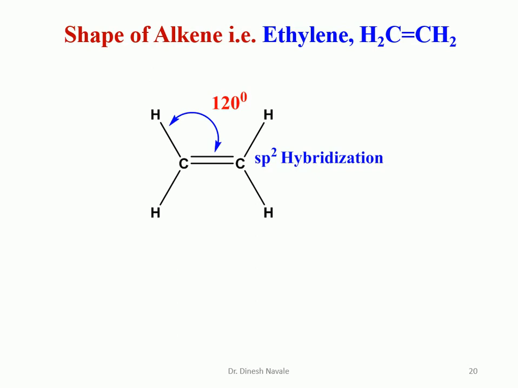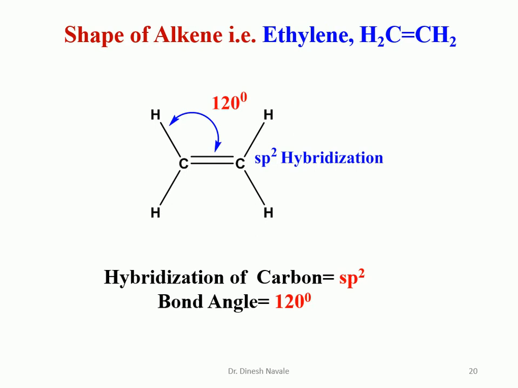Whenever a carbon atom is sp2 hybridized, one of the best examples is the alkene, that is ethylene, which we are going to discuss here. The hybridization of both the carbon atoms will be sp2 and the geometry expected will be trigonal planar, whereas the bond angle will be 120 degrees. So this is the hybridization of both the carbons.